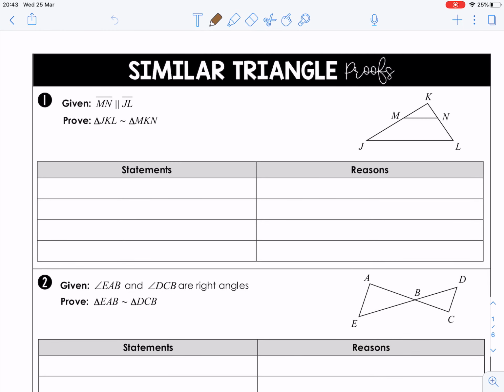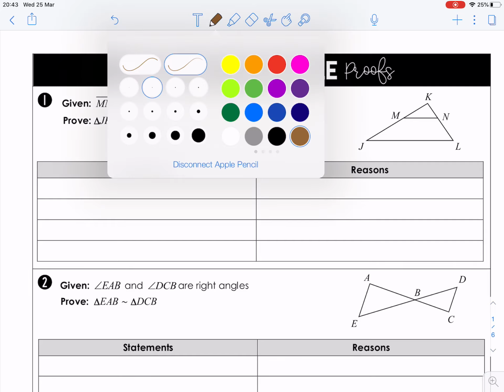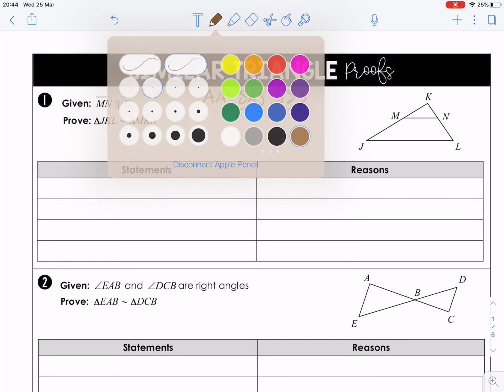Guess what? Proofs again. So we're going to be doing similar triangle proofs now. We have to know our ways to prove triangles similar: we use AA, SAS, and SSS, except side, side, side doesn't mean all sides are congruent. It means their sides are proportional. Same with SAS. The sides are proportional, not congruent. Different. So here we go.